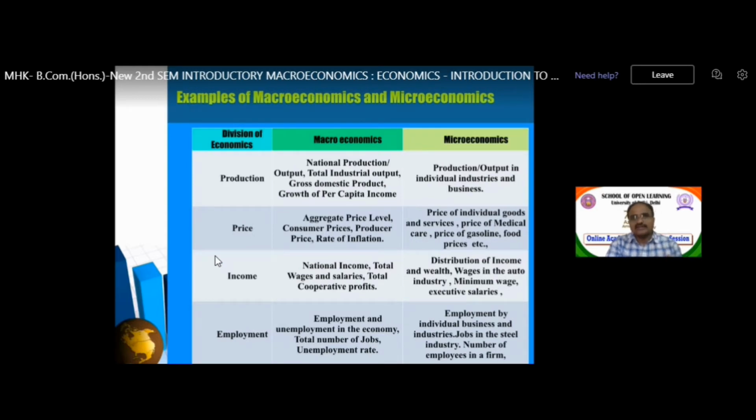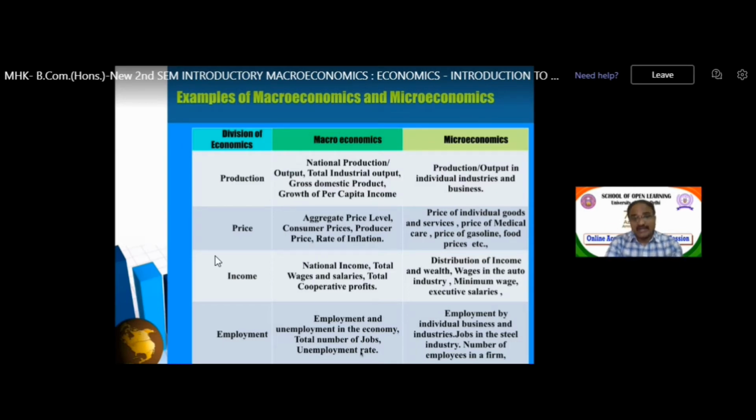In some other way, by giving examples, you can distinguish between microeconomics and macroeconomics. Suppose in terms of production, how you can divide economics into micro and macro. In the case of production, if you are talking about microeconomics, the production output is of individual industries or businesses. If you are talking about macroeconomics, it's about total production of goods and services. That means national product, national income, output, total industry output, gross domestic product, gross national product, per capita income, personal income, and so on. That is in terms of production.